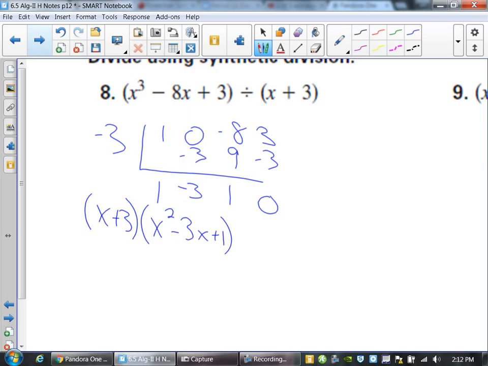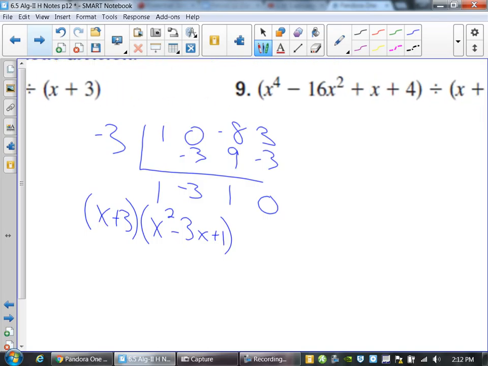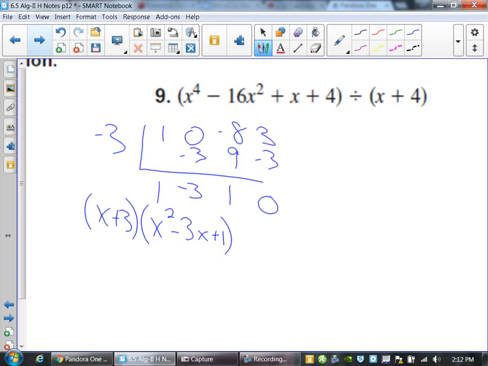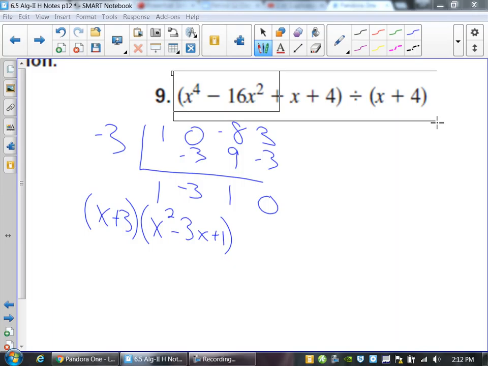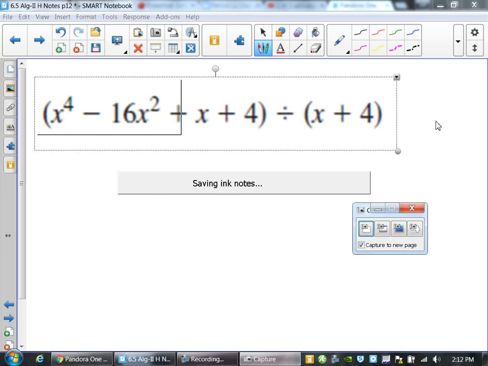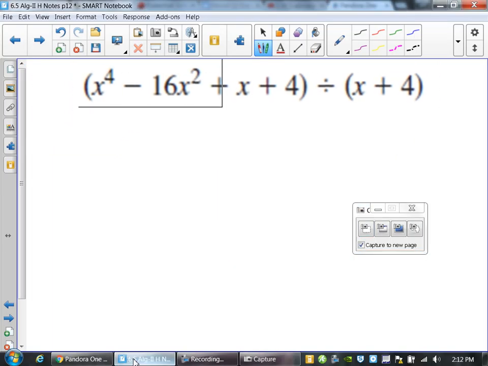Okay. Let's try the other one. x to the 4th minus 16x squared plus x plus 4. It's a 4th degree polynomial, which means how many terms should it have? 5. Does it? No. What do you need? You need a 0 for the x cubed. Very good. If my term is x plus 4, what's my 0? Negative 4. Good.